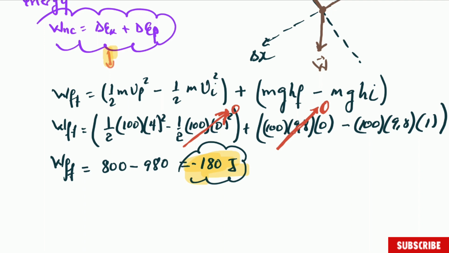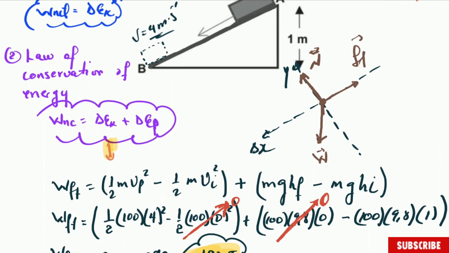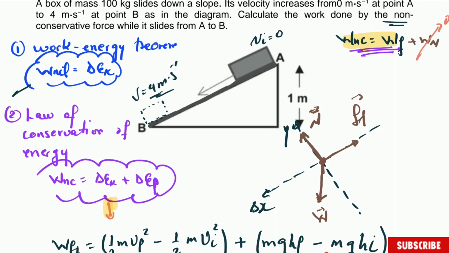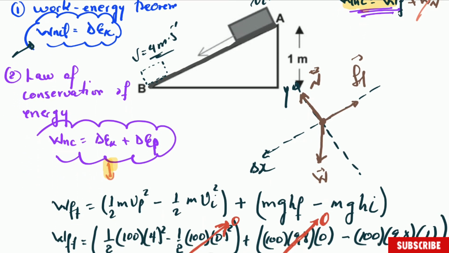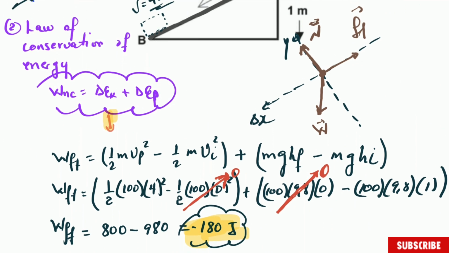My advice now, guys, is to try to do it using the work energy theorem, which is right in this side. But the first question is done and dusted. It's quite simple. This is how to apply the law of conservation of energy to this specific question, and the answer is negative 180 joules. Let's go to the next question.